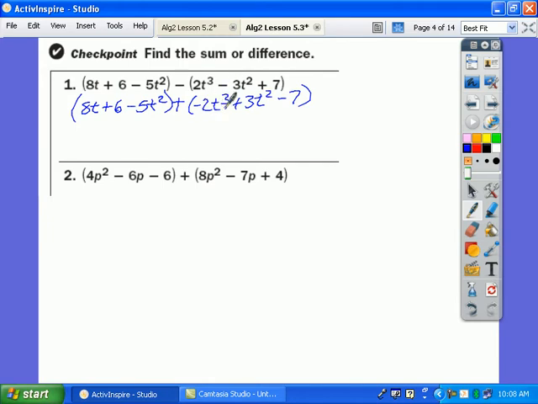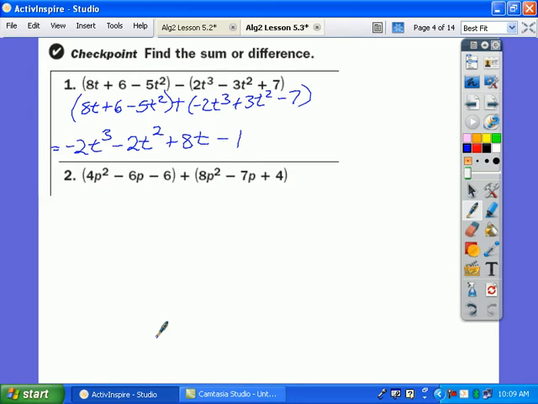So I see minus 2t cubed, and I see nothing else over here with that, so we should just have this by itself. And then I see a minus 5t squared plus 3t squared, so minus 2t squared. I now have an 8t out here and there's no other t terms, so this will be plus 8t. And then I have a plus 6 minus 7, so minus 1.